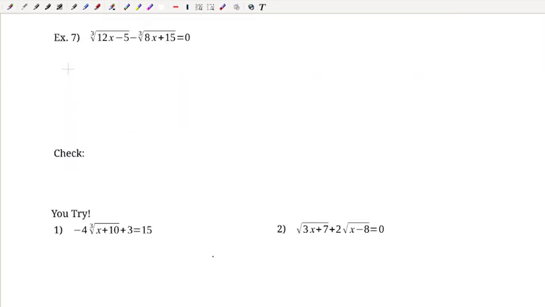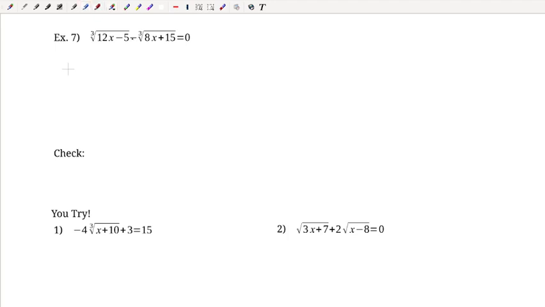One more example before you try them on your own. I've got the cube root of 12x minus 5 minus the cube root of 8x plus 15. Now, when I have 2 roots, the goal is actually to get one by itself on one side so that I can square or cube or get rid of it, and then we'll see what happens after that.